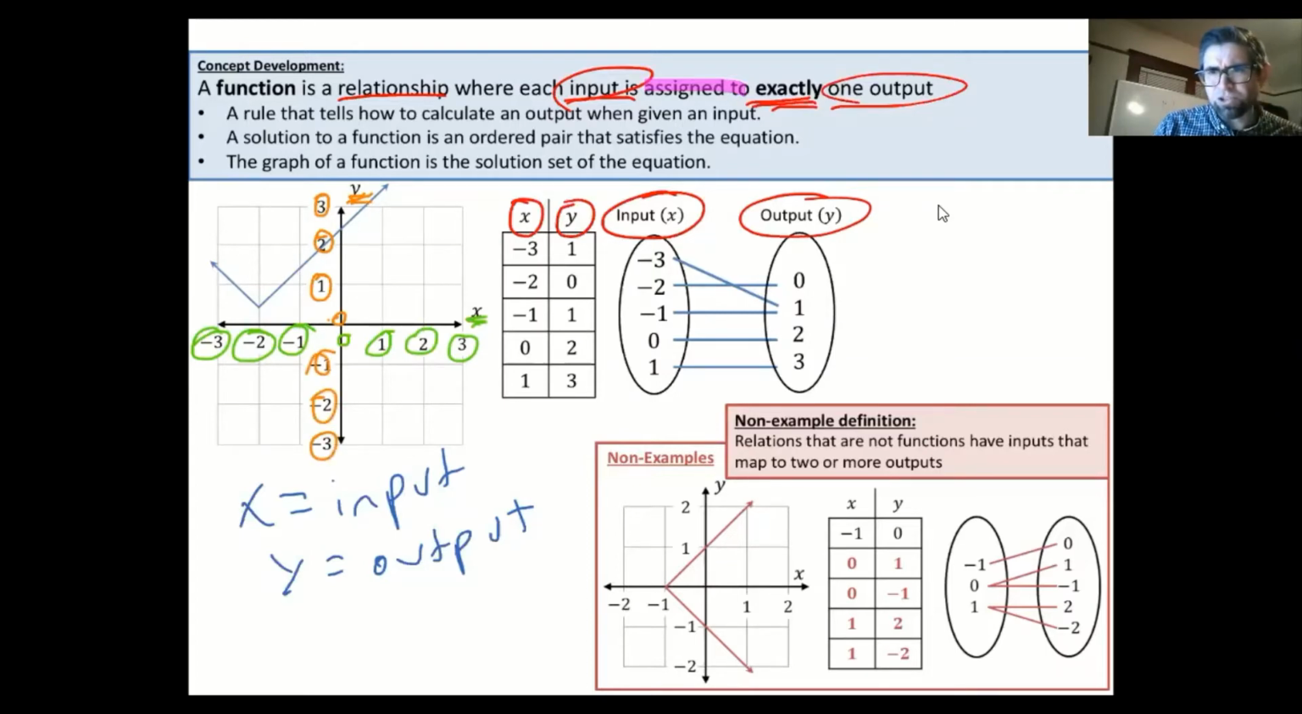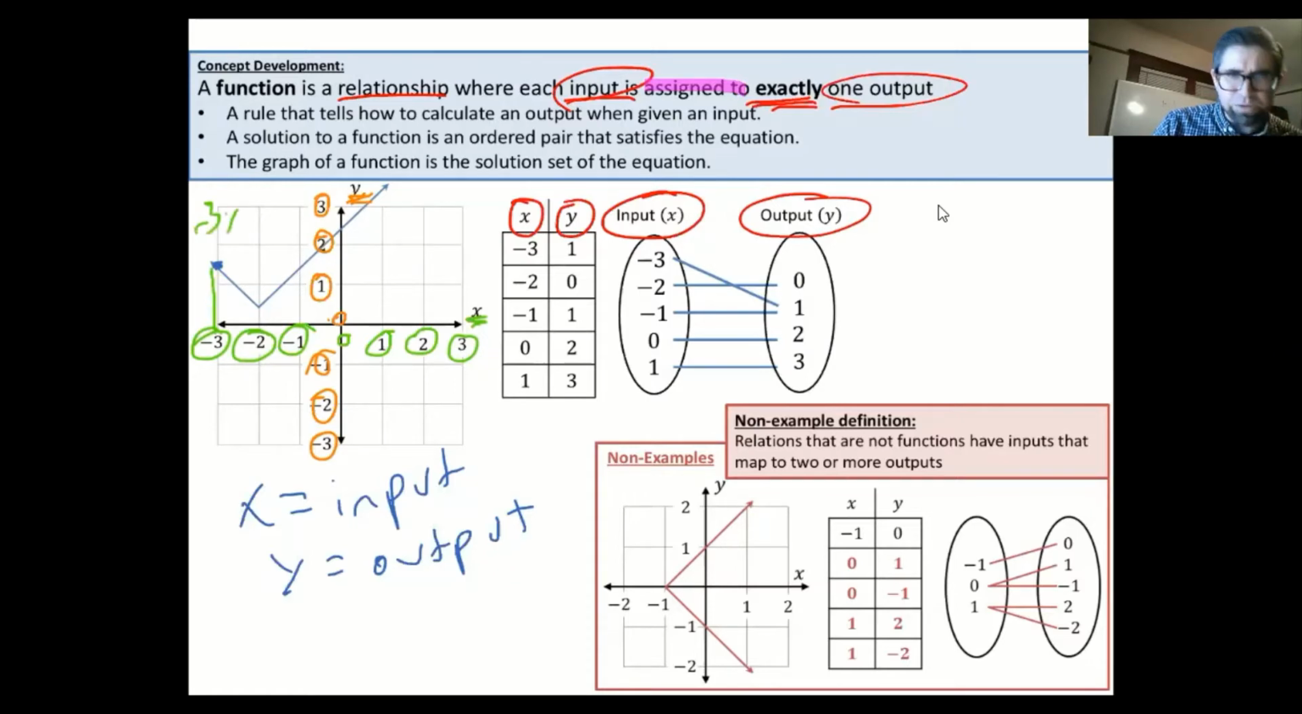Let's look at this function and see how each input is assigned to one output. So let's just choose this point right here, this point right there. All right, so if that point right there, let's look at our input. Our input, I can see that it's about -3, okay? So our x value is -3.